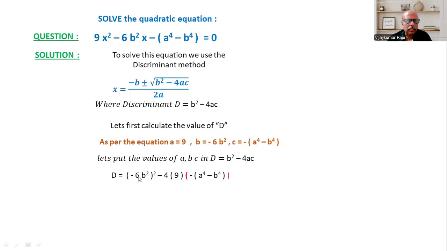So D is minus 6b square whole square minus 4 into 9 into minus a raised to 4 minus b raised to 4. Open the bracket. The square will become plus 36b raised to 4 minus, because this minus and this minus become plus, 4 nines are 36, a raised to 4 minus b raised to 4. Let's open the bracket. 36b raised to 4 plus 36a raised to 4 minus 36b raised to 4. The plus and minus 36b raised to 4 cancel. So the D value is 36a raised to 4.